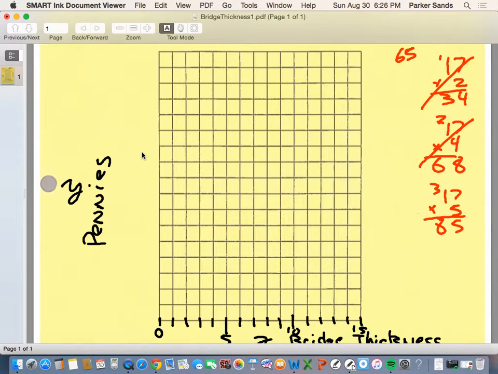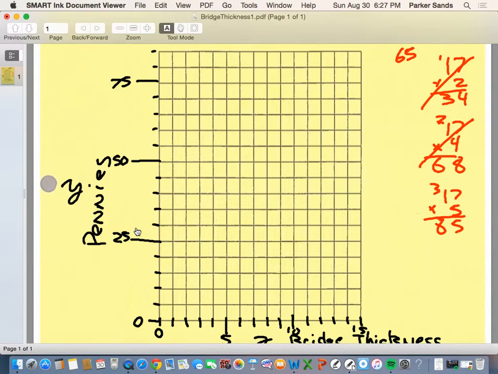So this is 0. 1, 2, 3, 4, 5. 1, 2, 3, 4, 5. Okay, so what did we say? That each of these represents 5. So this would be 5, 10, 15, 20. So this big mark here we could represent with 25. This would be 30, 35, 40, 45, 50, 55, 60, 65, 70, 75, and then that leaves 80 and maxing out at 85. But you see, we put the big numbers on scale here.